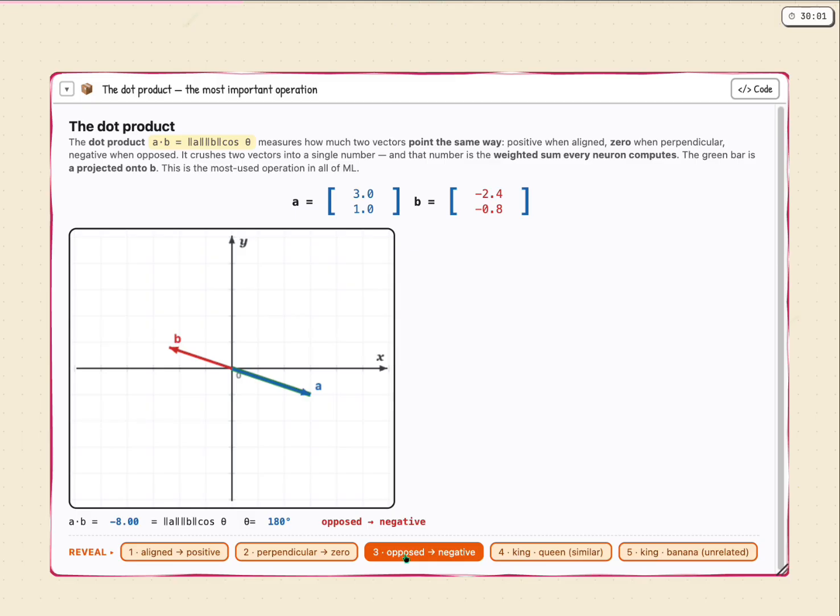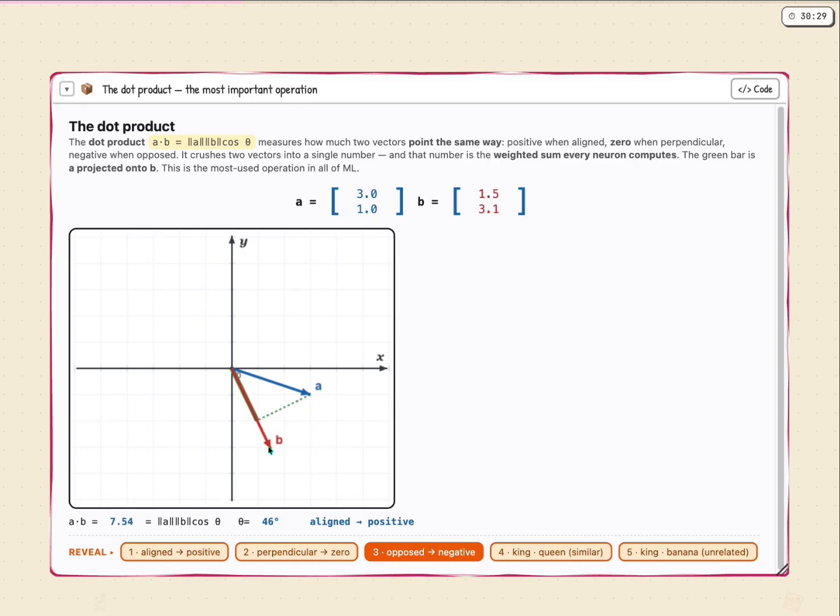So the dot product is a similarity score. Positive means these point the same way, they agree. 0 means unrelated. Negative means they oppose each other. It takes two whole vectors and crushes them down into a single number that measures how aligned they are. Two reasons this is everywhere. First, that green bar is a to b projected onto b. The shadow one vector casts on the other. And the dot product is the length of that shadow scaled by b.